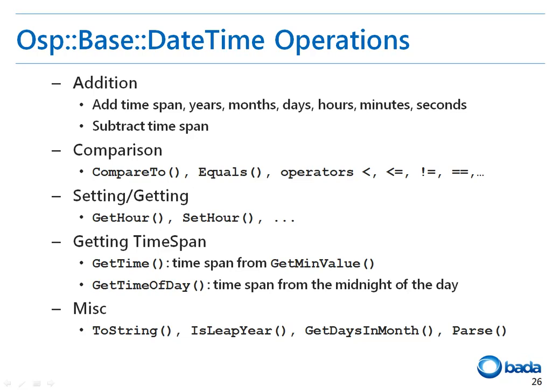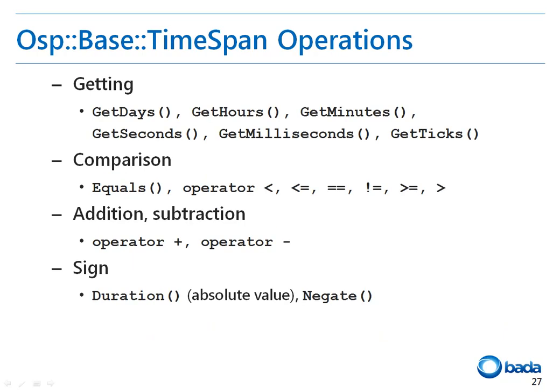A function to return how much time has passed since the minimum value of the date time as a time span value, and a function to return how much time has passed since midnight of a day as a time span value are also provided. Besides these functions, functions to convert the current date time into strings, to identify whether this year is a leap year or not, to find the day corresponding to a date, and to get the date time from a string are all provided. The TimeSpan class provides the following functions.